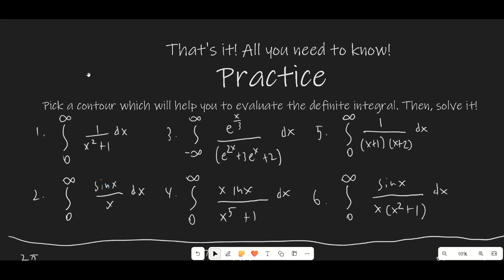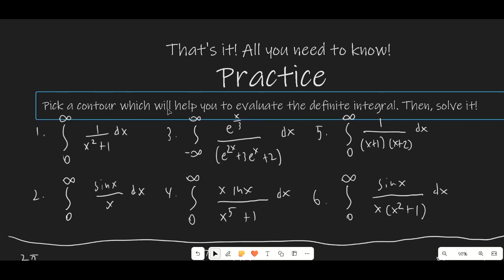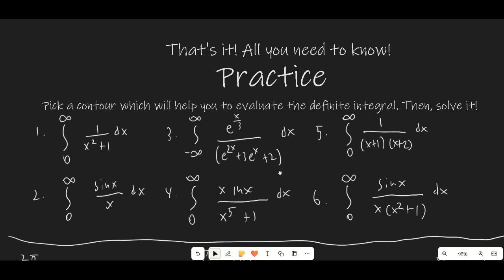So here are the first 6 practice problems. Go ahead and pause and try them. Your goal is to pick a contour which can help you evaluate the definite integral, and then go ahead and solve for the value of the definite integral. All right, hopefully you've given those a look.